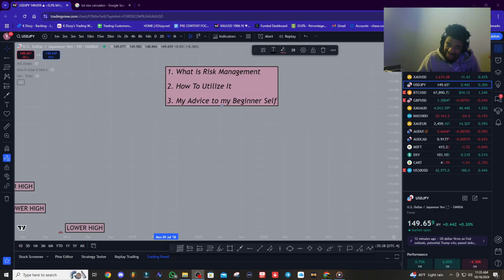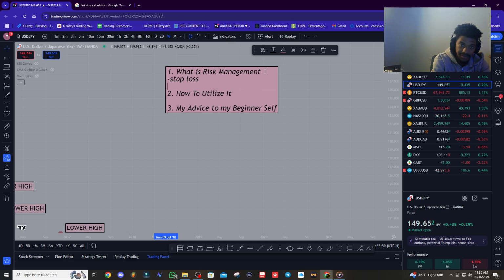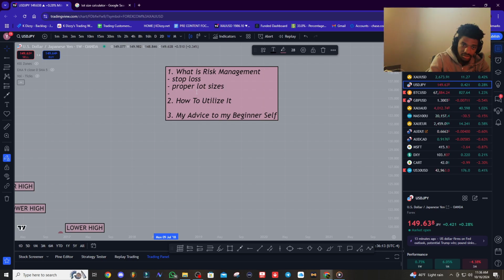So, like I said, risk management is something that you do to protect your capital. Risk management can consist of a stop loss. You can write this stuff down. A stop loss, proper lot sizes, which I'll get to, and percentage. So right there, let's just run with that.